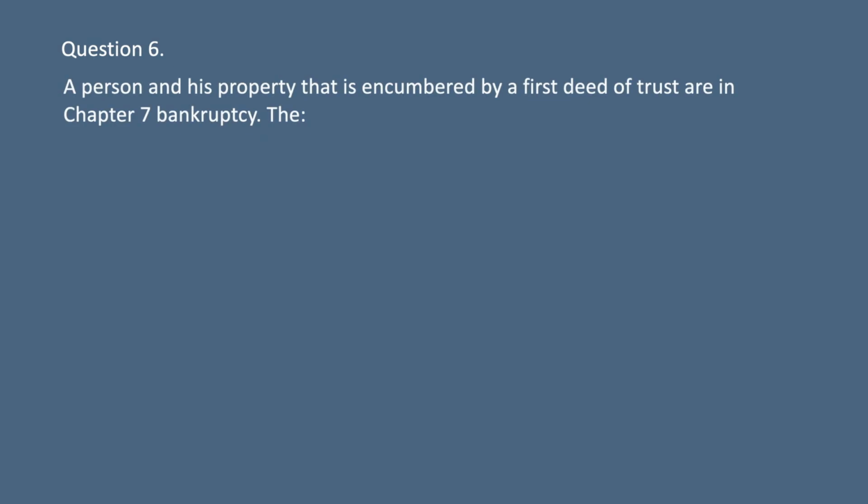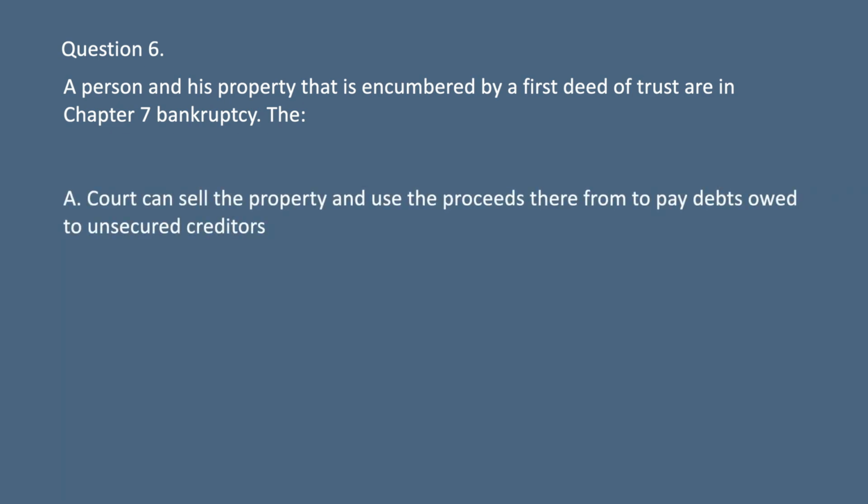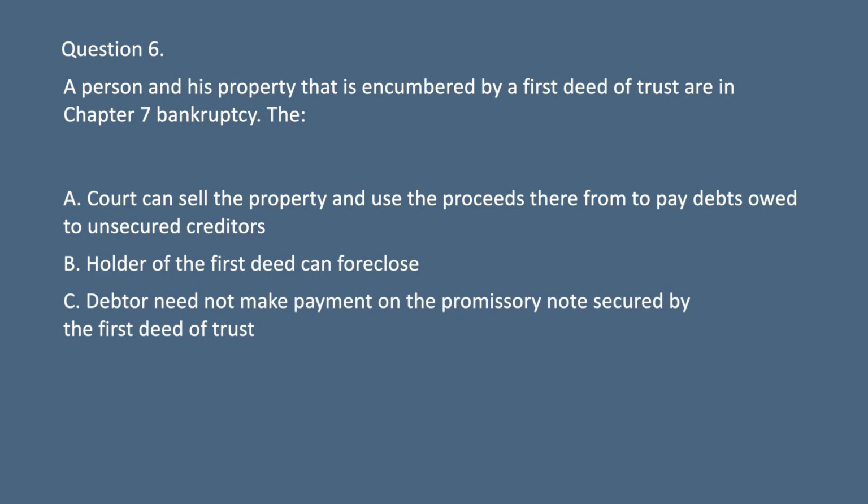Question 6. A person and his property that is encumbered by a first deed of trust are in Chapter 7 bankruptcy. The A. court can sell the property and use the proceeds therefrom to pay debts owed to unsecured creditors. B. Holder of the first deed can foreclose. C. Debtor need not make payment on the promissory note secured by the first deed of trust. D. Debtor can sell the property. Answer.